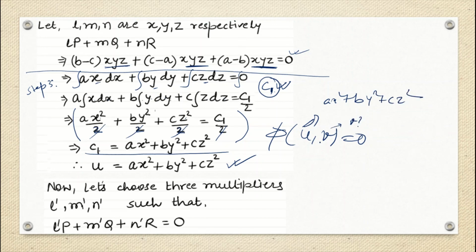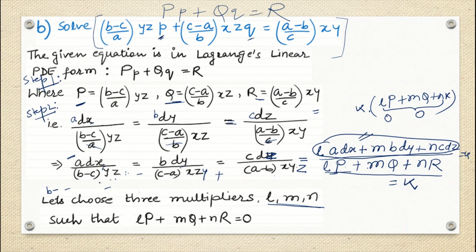To get to know v, I have to choose 3 more multipliers. The multipliers' names will be L dash, M dash, N dash. Correct? Now, my job, step number 2, is to apply some trick so that L dash P plus M dash Q plus N dash R will become 0. So for that reason, what I am going to write down here: this is my P and then Q and then R. Correct? So this first multiplier was done.